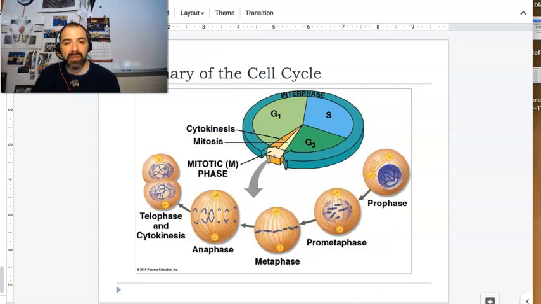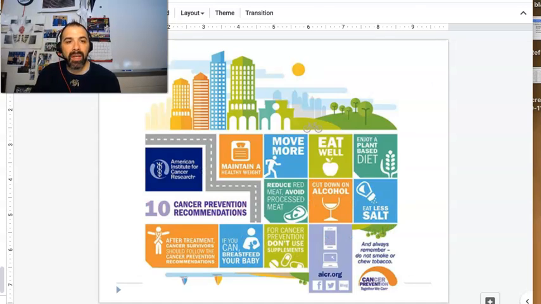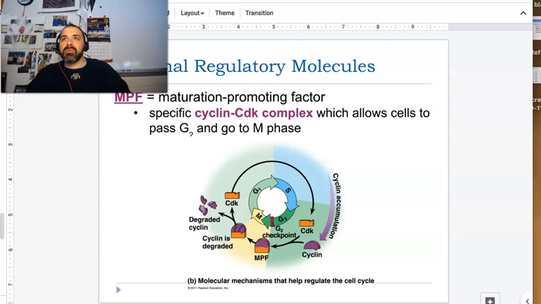So here's a summary of your cell cycle. Interphase: G1, S, G2. Then you've got mitosis and cytokinesis. And so there you go. That was the notes in about 10 minutes. It'll take us more than that to get through them, but I just wanted to give you a quick run through the notes. This is where Unit 4 wraps up, and then we can move into Unit 5, Unit 6, Unit 8. We'll be done. We've already done Unit 7.